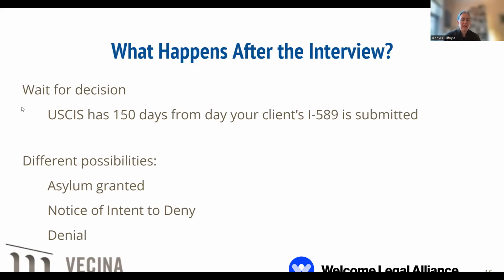USCIS is sitting on lots of these cases for longer than 150 days from the time the I-589 is submitted. And there's somewhat limited recourse there. You can follow up with emails to the asylum office to remind them that the case is pending. You can contact your congressional representative. They all have immigration liaisons who can reach out and ask as well.